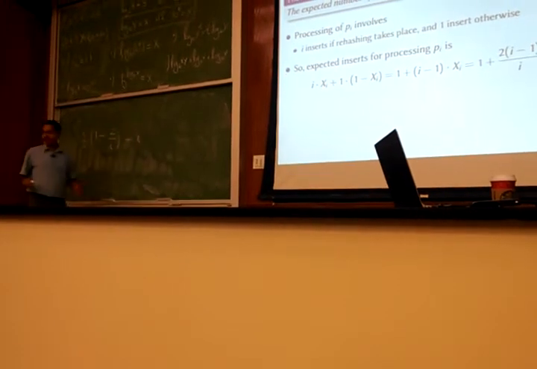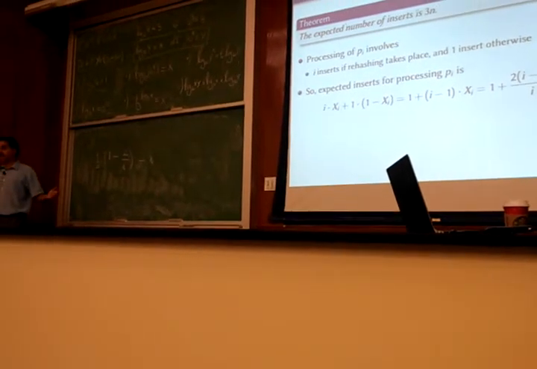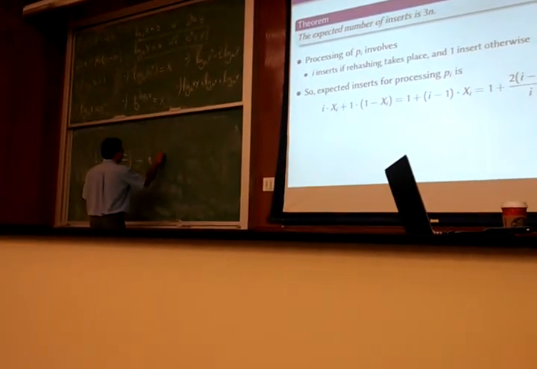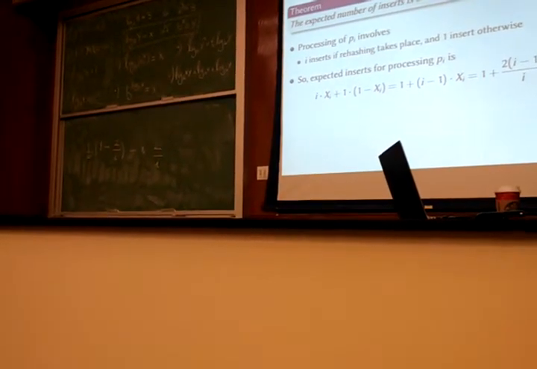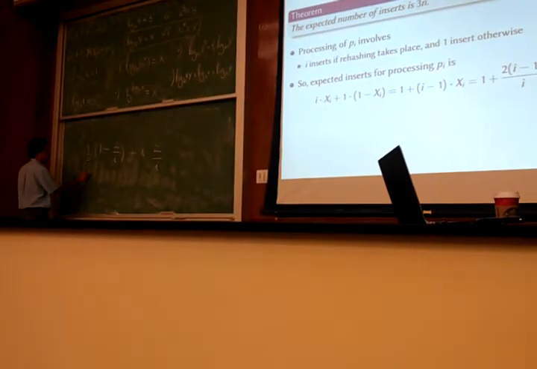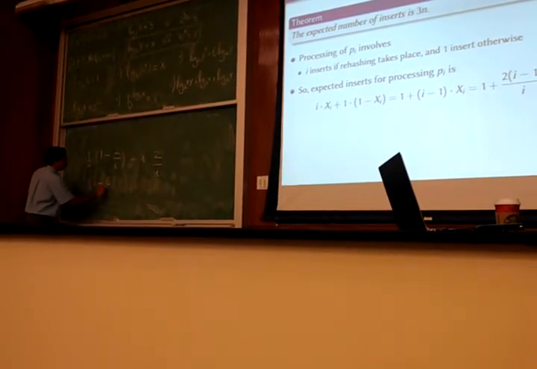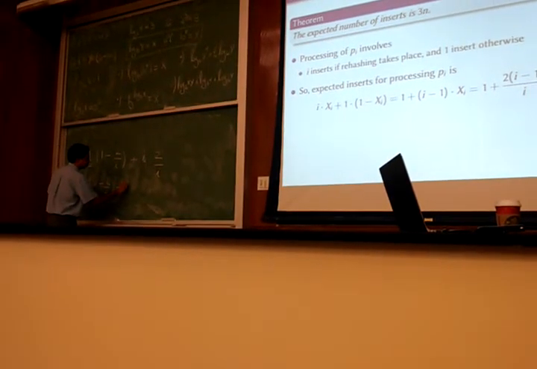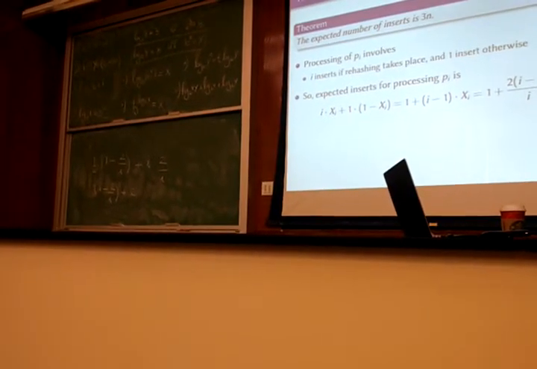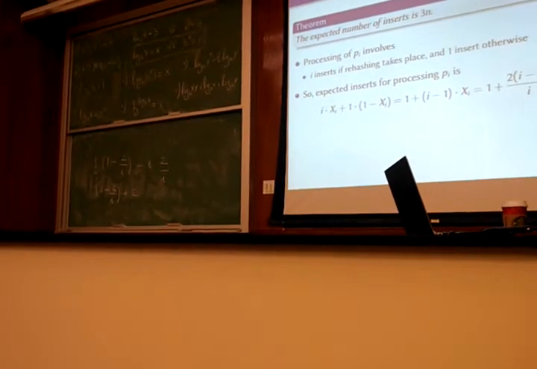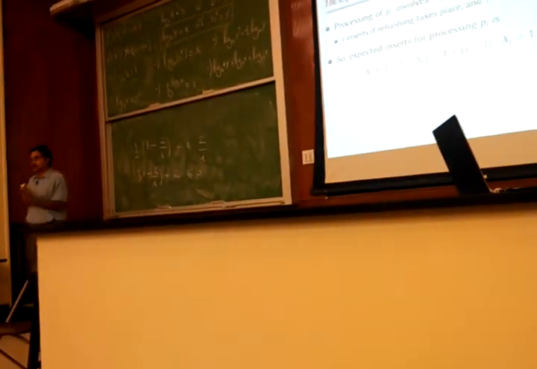and then you'll find that it doesn't update the closest pair. The other possibility is that you have to rehash, which means that you're going to spend order of I time because all the I elements have to be rehashed, and that probability is 2 by I. So you can see that this is nothing but 1 minus 2 by I plus 2. So the expected time for adding the ith element is less than or equal to 3, correct?